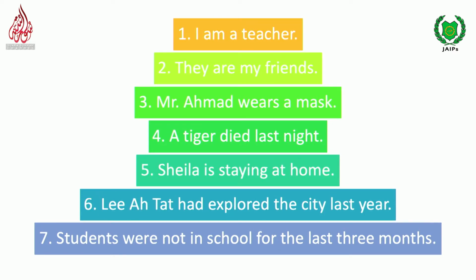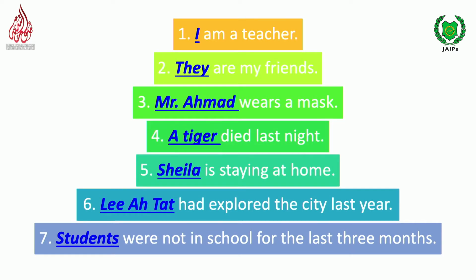What I want you to do right now is identify the subject in the sentences. Remember, the subject is either people or animal. Can you check the subject? So here are the subjects. You look at the subject one by one. For number 1, we have I. Number 2, we have they. Number 3, Mr. Ahmad. Number 4, tiger. Number 5, Sheila. Number 6, Lee Ahtat. And number 7, students.